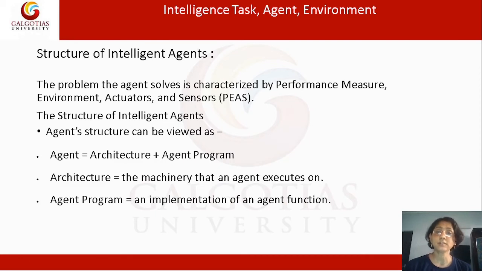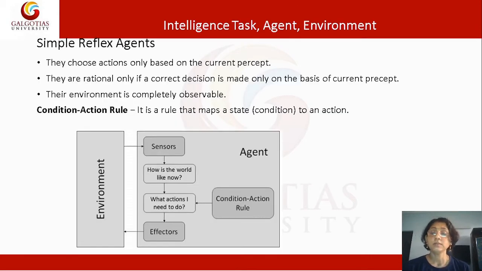The structure of an intelligent agent: the problem the agent solves is characterized by performance measure, environment, actuator, and sensor. Thus, the structure of an intelligent agent can be considered as architecture plus agent program. An agent program is the machinery that an agent executes on. An agent program is an implementation of an agent function.